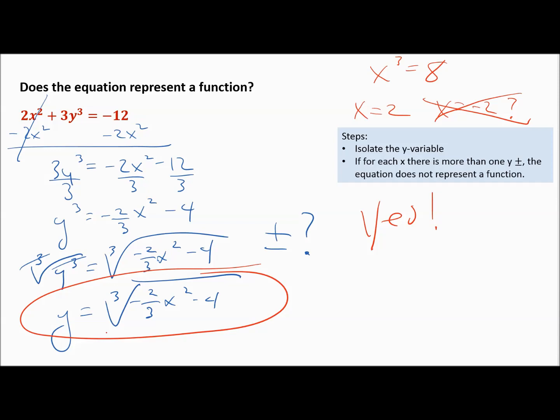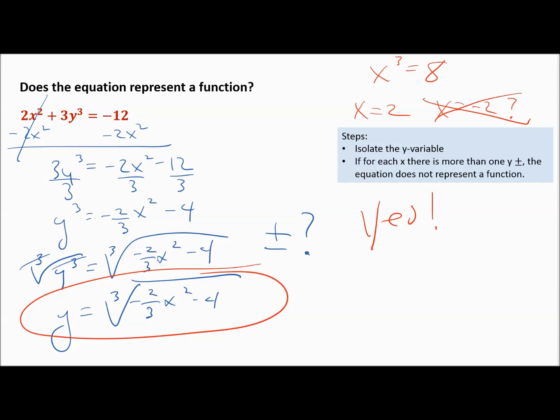Now, we can kind of summarize. If you go back and look at these problems, I gave you a problem with a y to the first. I gave you a problem with a y squared. I gave you a problem with a y to the third. We could even do one with y to the fourth. The question would be, do we put a plus or minus if we have a y to the fourth and have to take the fourth root of both sides? And the answer is yes.